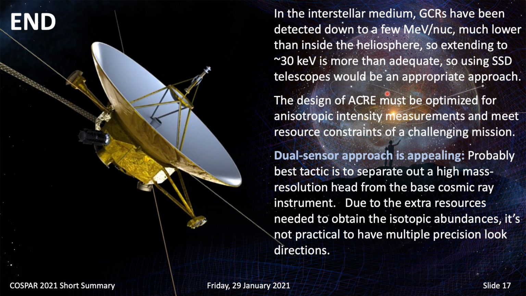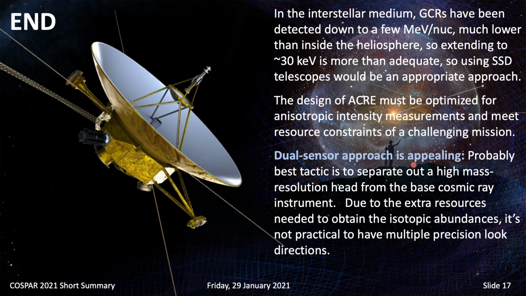The important thing that we need to measure in terms of GCRs would be to make sure we get down to low energies, below a few MeV per nucleon, ideally down to something like 30 keV. Using solid-state detector telescopes would work for this energy range. The instrument should be designed from the start to make high-quality anisotropic intensity measurements.